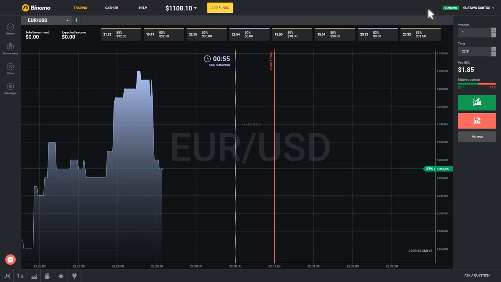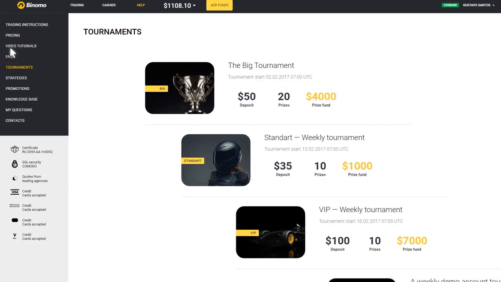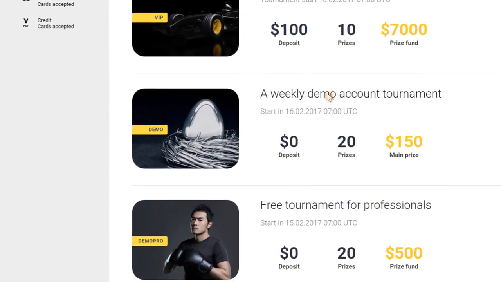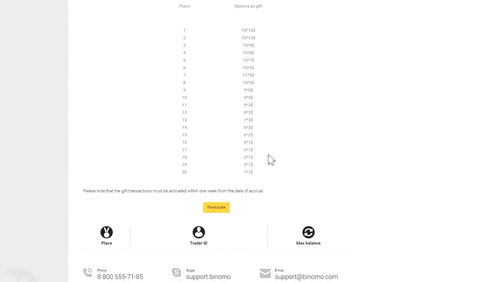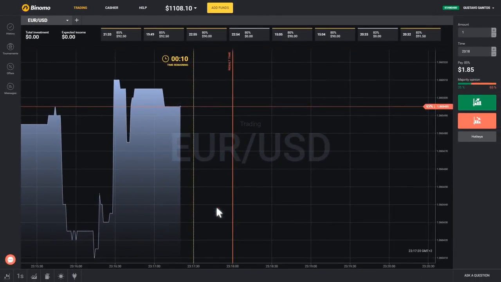Sign up on the Binomo platform and go to Tournaments on the Demo Tournaments page. Click on the Enter button after the start of the tournament. If you win, you'll get a gift of transactions worth a certain amount, which you can immediately use to trade to earn money.